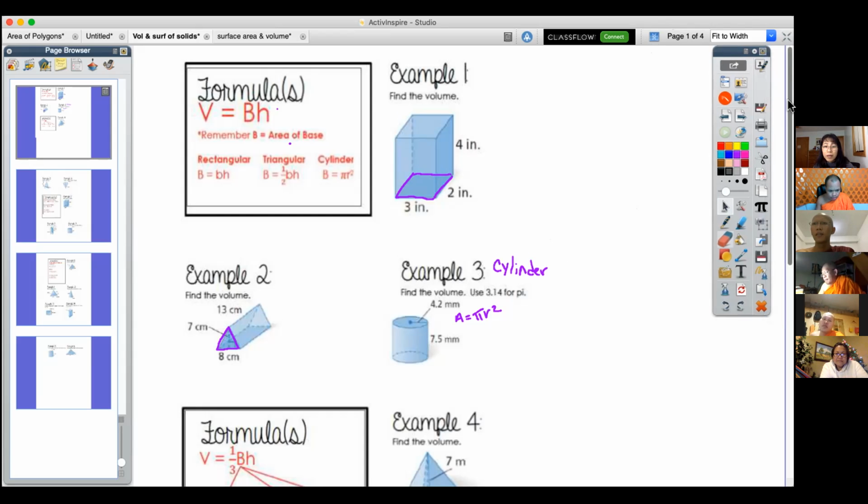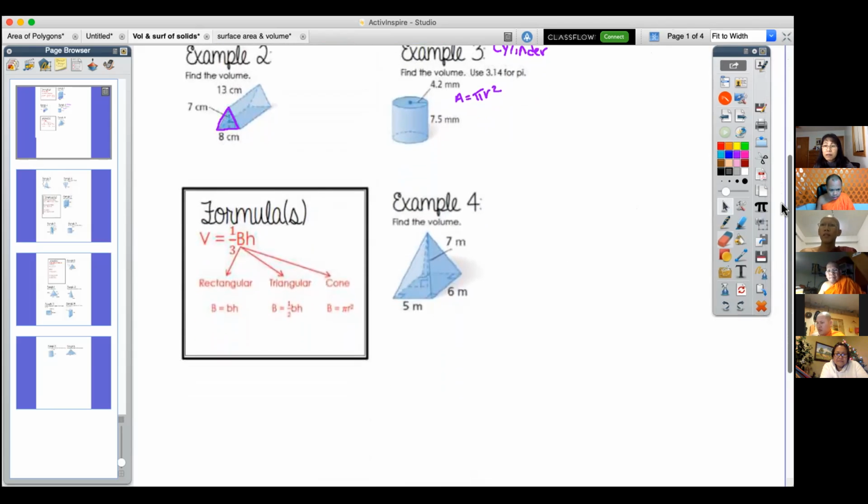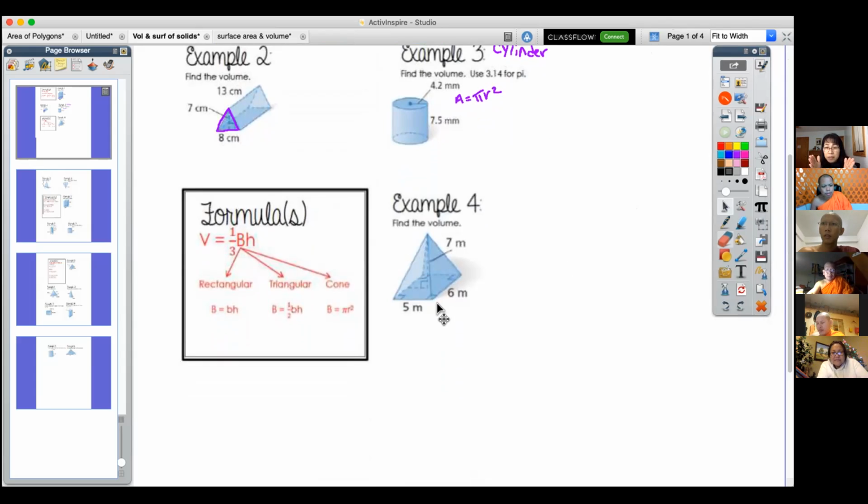Okay, so I'm going up to number 4. Number 4 is no longer a prism because it's only got 1 base. Prism has 2 bases. If you only have 1 base, it's called a pyramid. Like the famous Egyptian pyramid. So a pyramid has only 1 base. When you're finding the volume, you still take the area of the base times the height, but then you have to divide by 3.